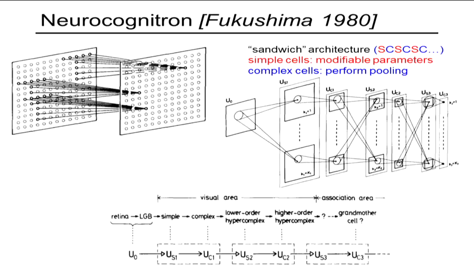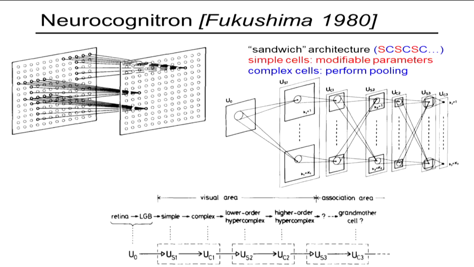So Fukushima basically said, I want to take the ideas from Hubel and Wiesel, the hierarchical structure, and this idea of computing new features as combinations of previous features and just going forward. And I'm just going to try to make a computational model of it. Okay? And that's basically what he did.